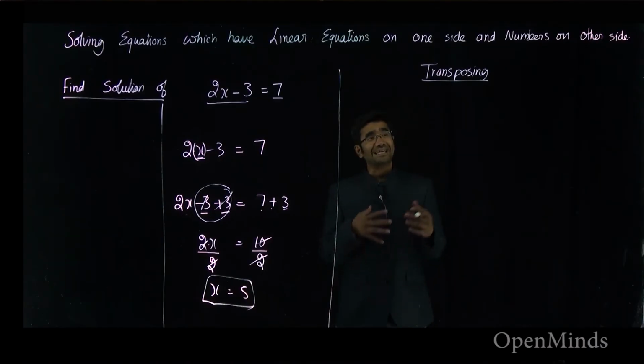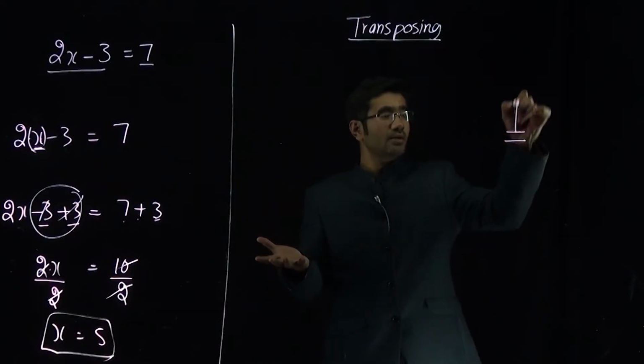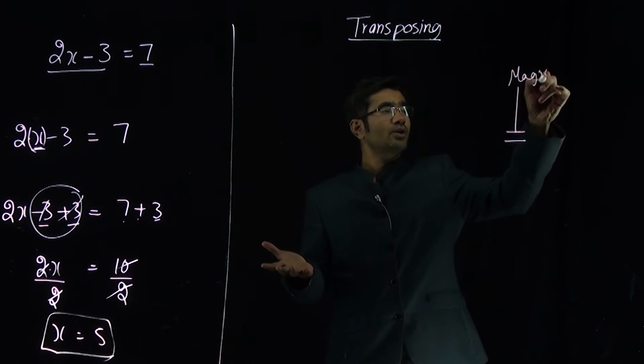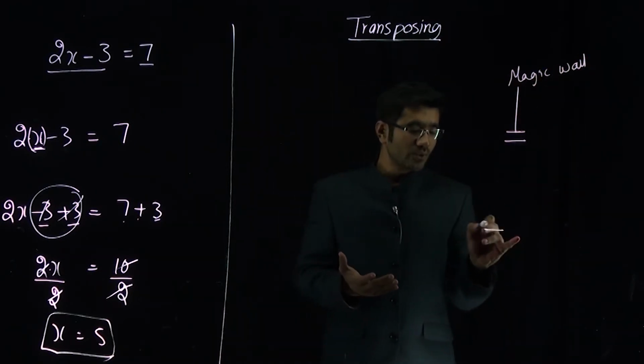Now let's talk about the second method, guys, to solve the same problem. It is called the transposing method. It's a very simple thing. Let's talk about a simple story. Let's say that's an equal sign and we call it a magic wall. So what happens around the magic wall? Let's talk about it.